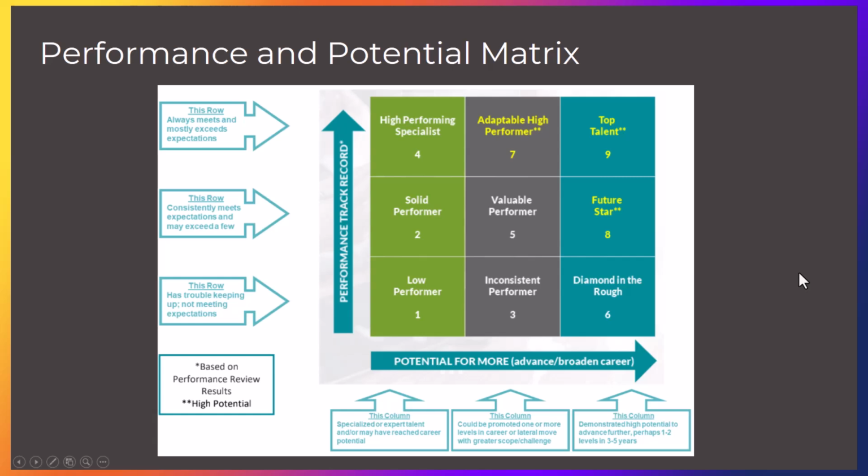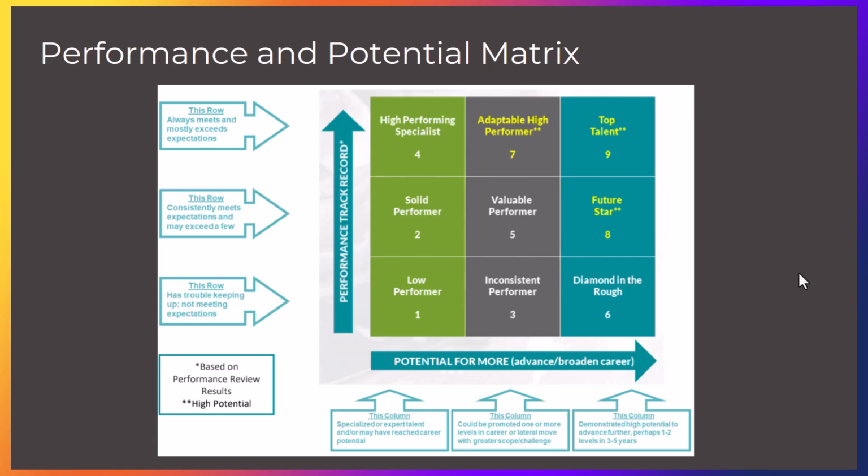for these potential successors. And they have a sort of matrix here, so what you can do, you can create your own, or you can use something like this. As you can see in this example here, they have high performing specialist, adaptable high performer, top talent, solid performer, valuable performer, future star, low performer, inconsistent performer, and diamond in the rough. So they have all different ways to work this out here.